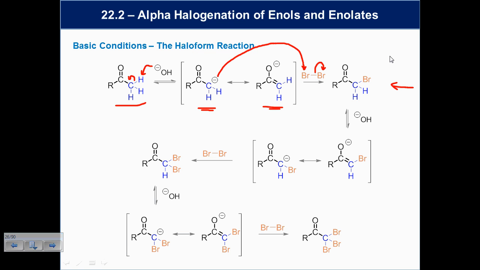We can go again. So in the second step, the base comes in, goes after the proton, dumps the charge onto the carbon. Same as the first step, deprotonation. Gives us an enolate, which is somewhere in between those 2 pictures. Same argument, the one on the right probably is more significant. It looks more like that, but certainly both of them are negative.